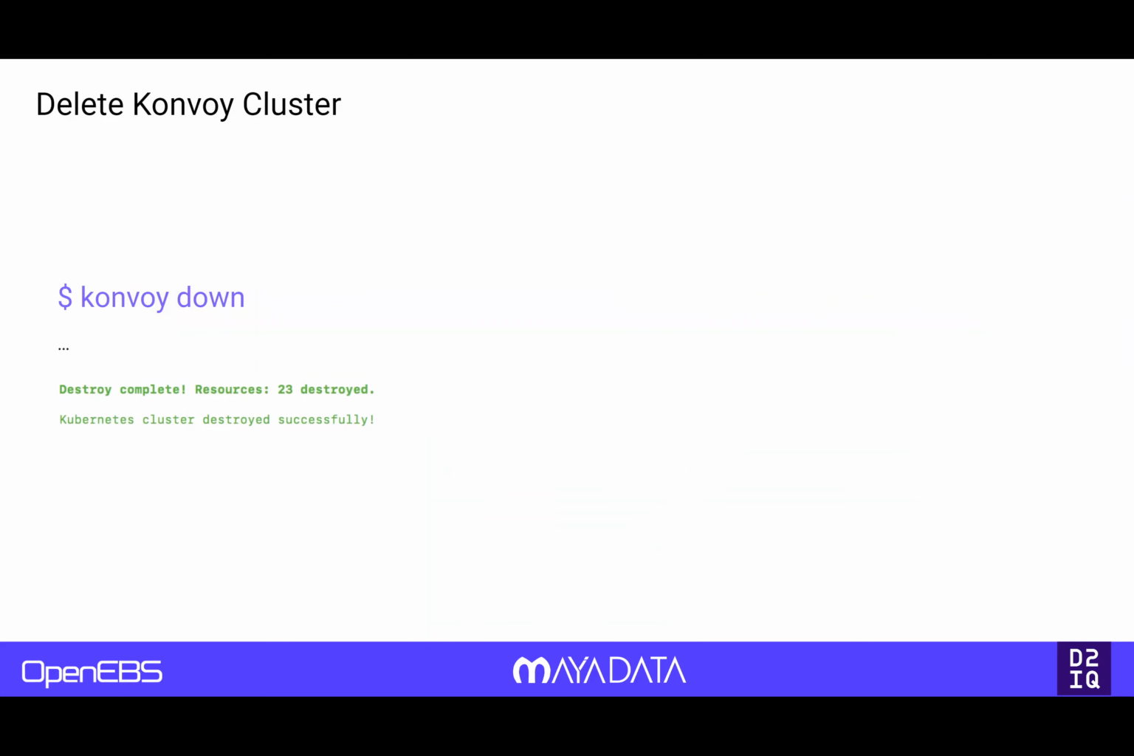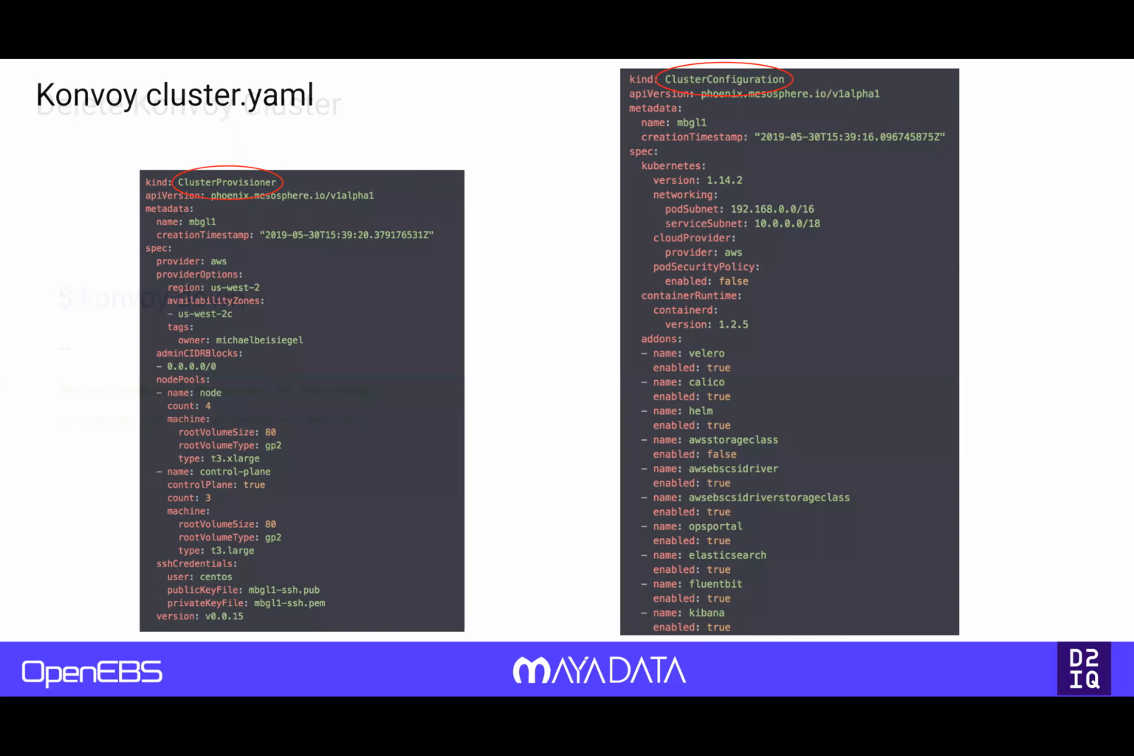So let's say you just brought up that cluster, and once you're done with it, you don't need it anymore. All you need to know is I have to do a Konvoy down, right? And that will take care of destroying the cluster. So if you would look, next slide, if you would look into the directory where you actually run the Konvoy command, you will see a cluster.yaml file, right?